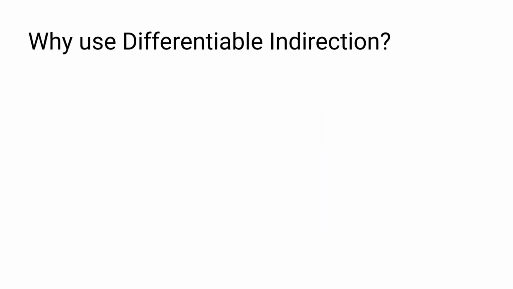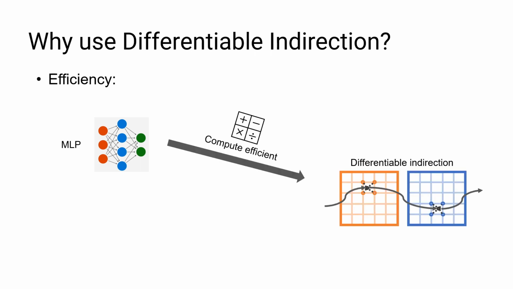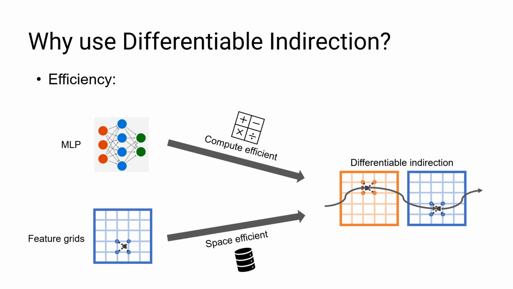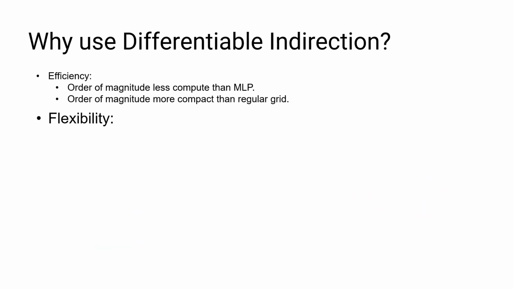Next, we look at why one should be excited to use differentiable indirection. The first reason is efficiency. Compared to multilayered perceptrons, our technique is order of magnitude more compute efficient, and compared to feature grid representation, we are order of magnitude more space efficient.